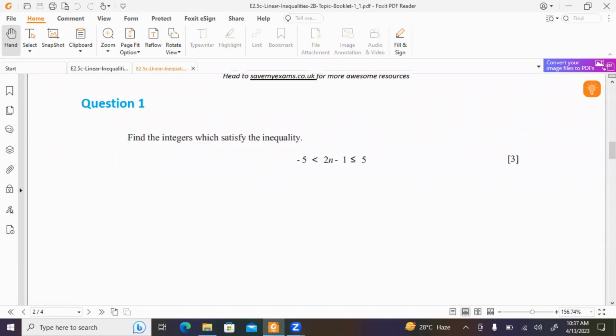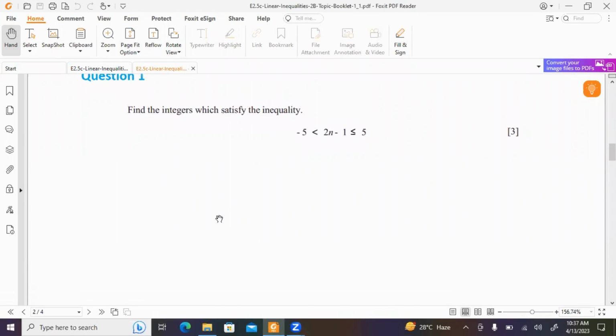If we go for slightly different questions. In this case, it says find the integers which satisfy the inequality. So now in one equation we have two inequalities. What I would suggest is try making the middle the place where only the variable exists. There shouldn't be any numbers over there. Right now we have 2 and minus 1. I would want this to be just n.